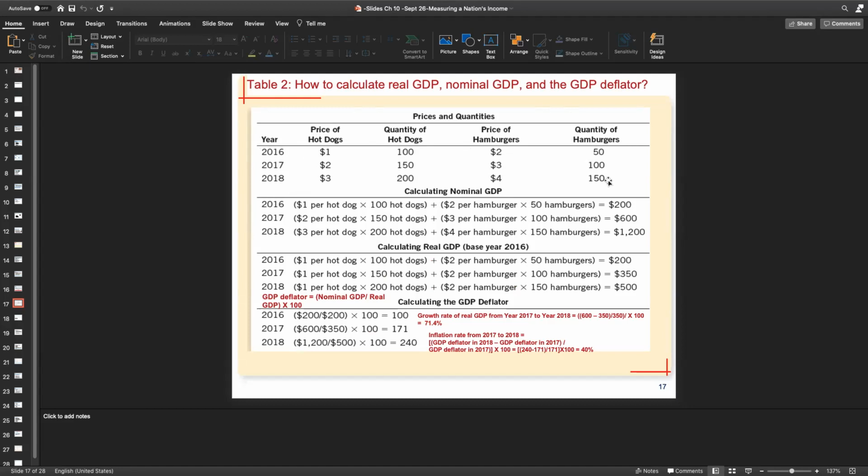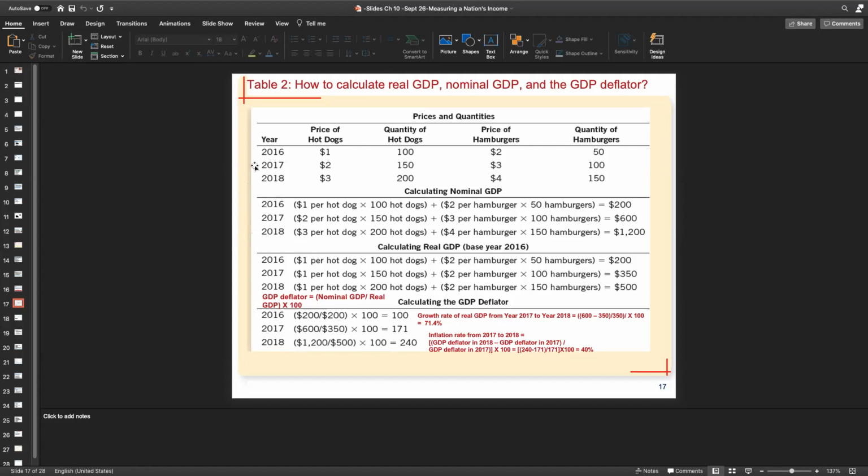So now we want to calculate the nominal GDP. The nominal GDP is so easy. In 2016, you just multiply the price by the quantity of the hot dog, $1 per hot dog multiplied by 100 hot dogs, plus $2 per hamburger multiplied by 50 hamburgers, which is equal to 200. So easy, right? You're just multiplying the price by the quantity of all the products in the same year.